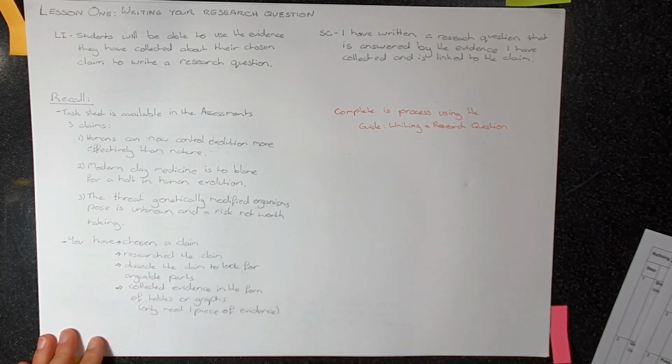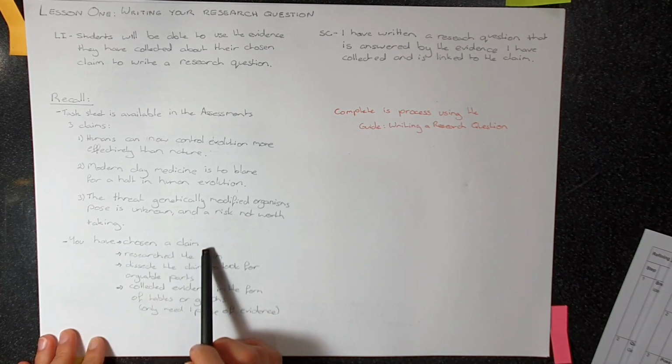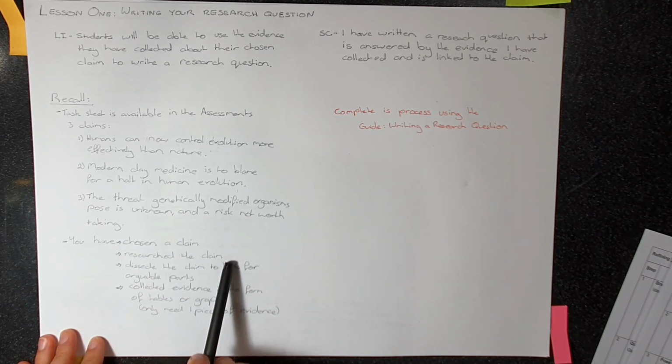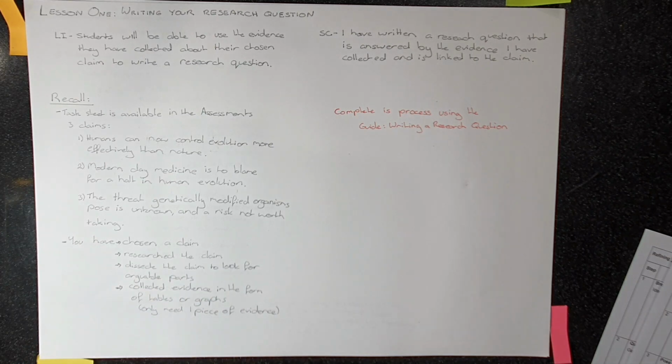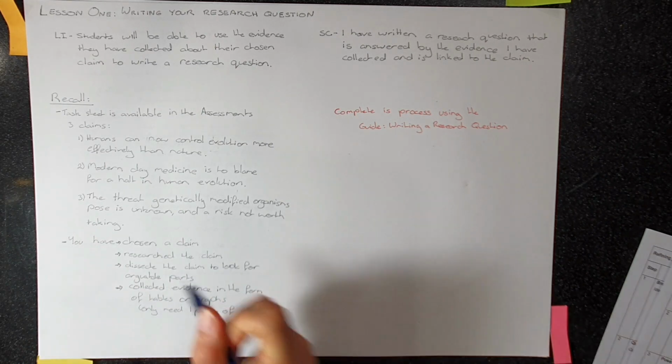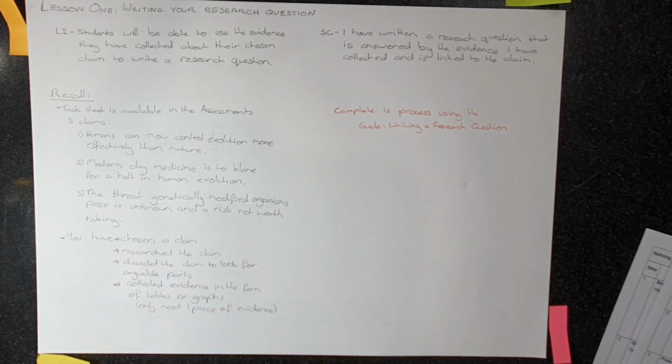So at this point in time, you have chosen a claim, researched the claim, dissected the claim, and that is driving me nuts that it's missing a D. Dissected the claim to look for arguable parts, and collected the evidence in the form of tables or graphs. I just want to flag with you, you only need one piece of evidence, one table or one graph. We can work with it from there.